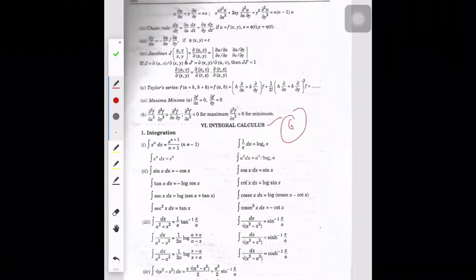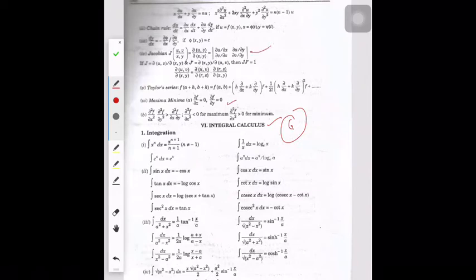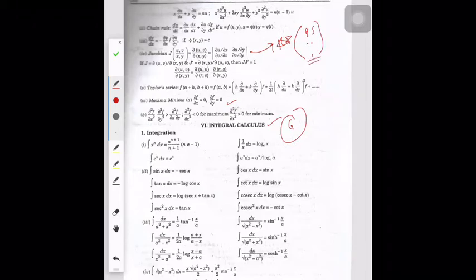It is there for GATE. Maxima and minima are there for GATE. Jacobian, useful, very useful, not directly in mathematics, but it will be useful in power systems and so on. So there you will be calculating the Jacobian.